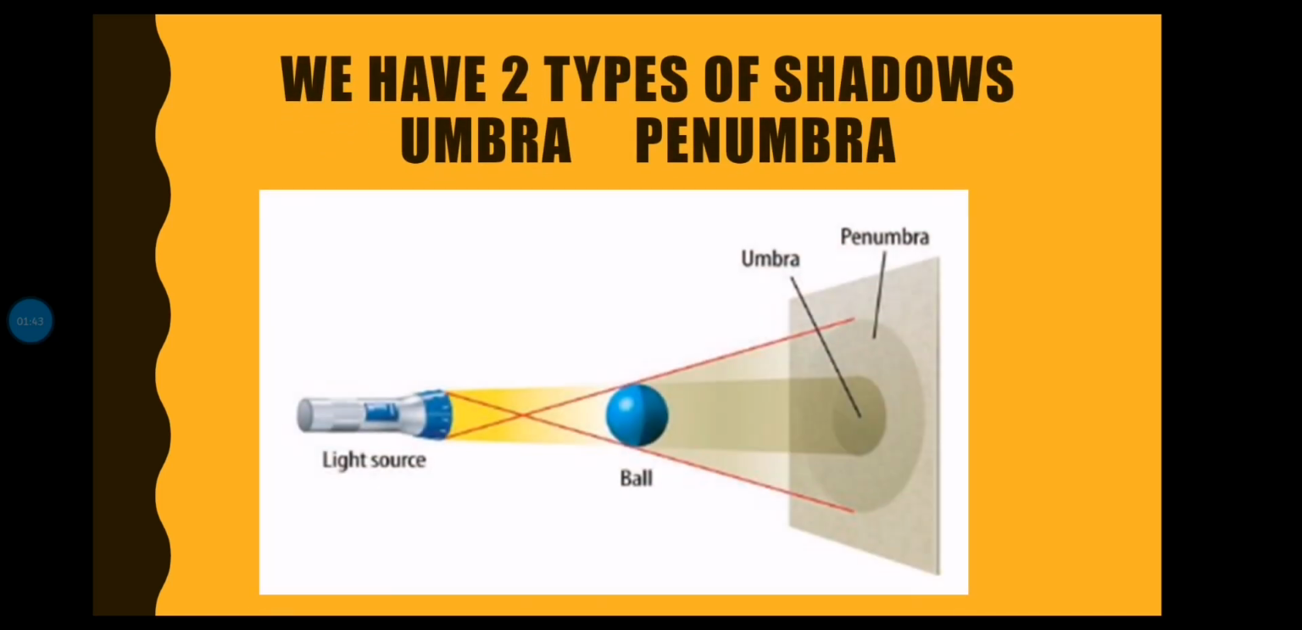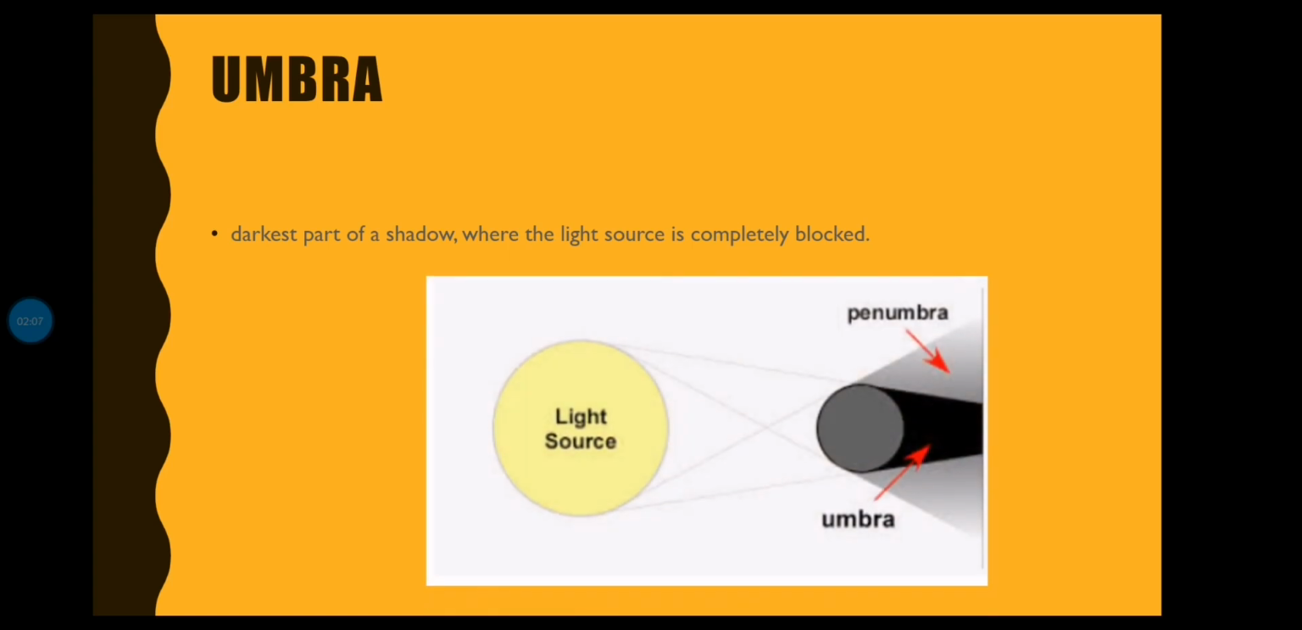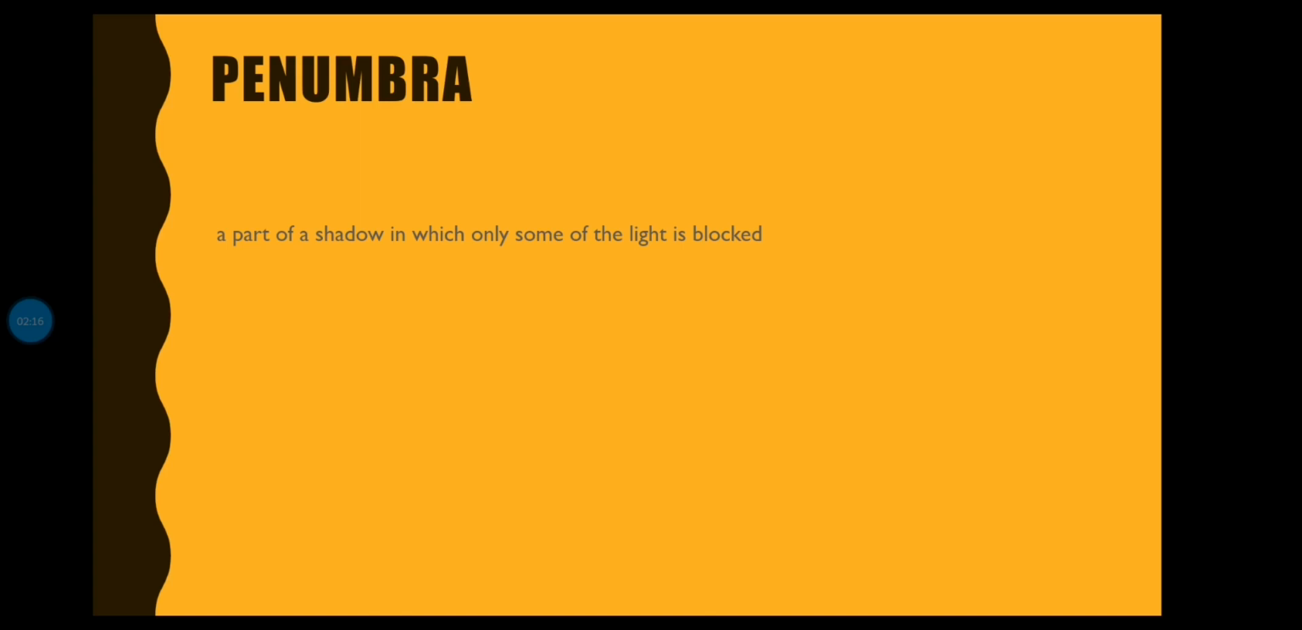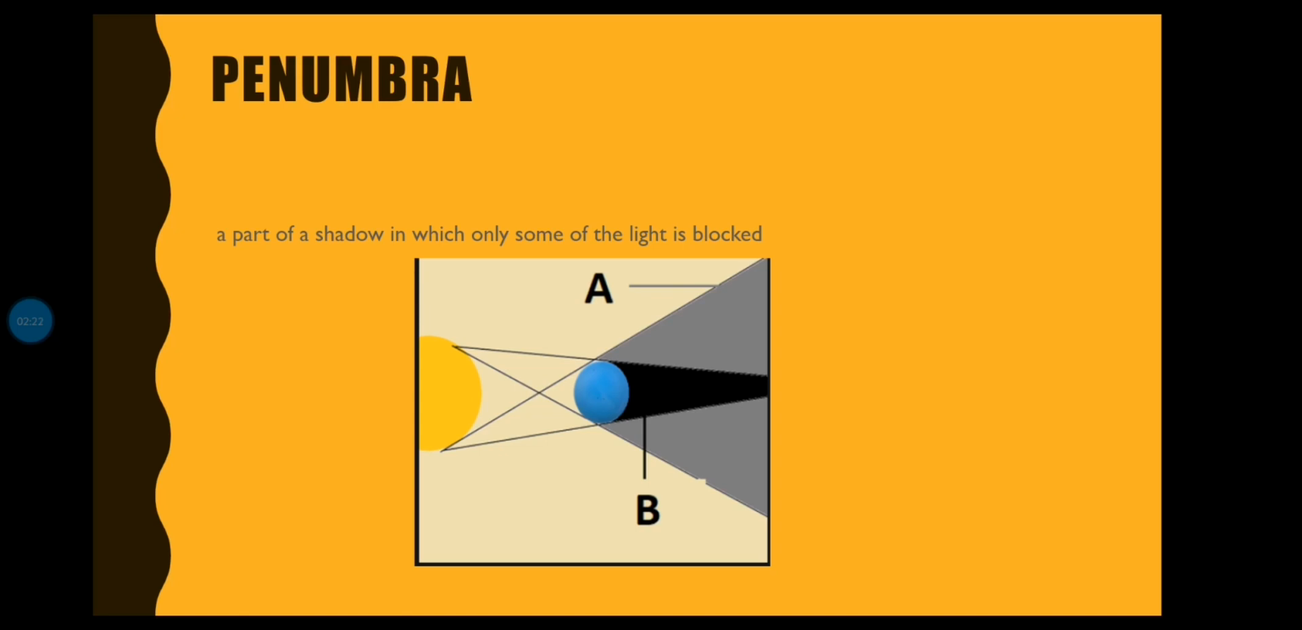As you can see, I have a shadow divided into two parts. One of them is really dark in the middle. The other one is not as dark as the first one. So that's why I have what I call umbra and penumbra. The umbra is the darkest part of a shadow where the light source is completely blocked. It's the black part. The penumbra is also a shadow, in which only some of the light is blocked. Here, part A is the penumbra, and B is the umbra.